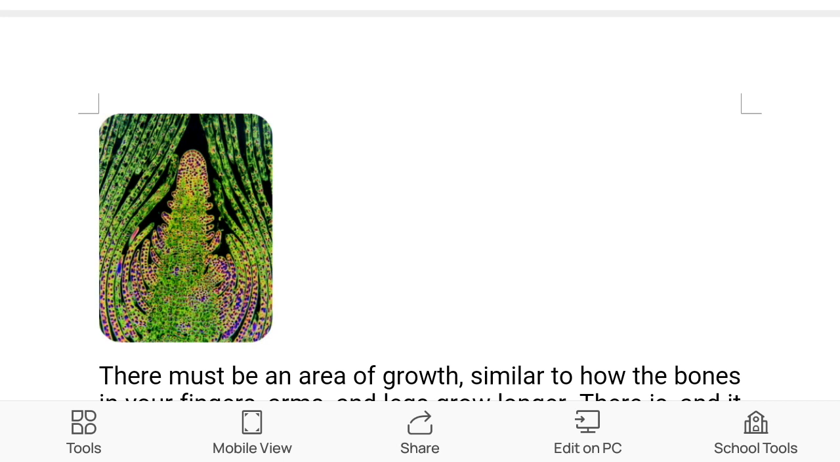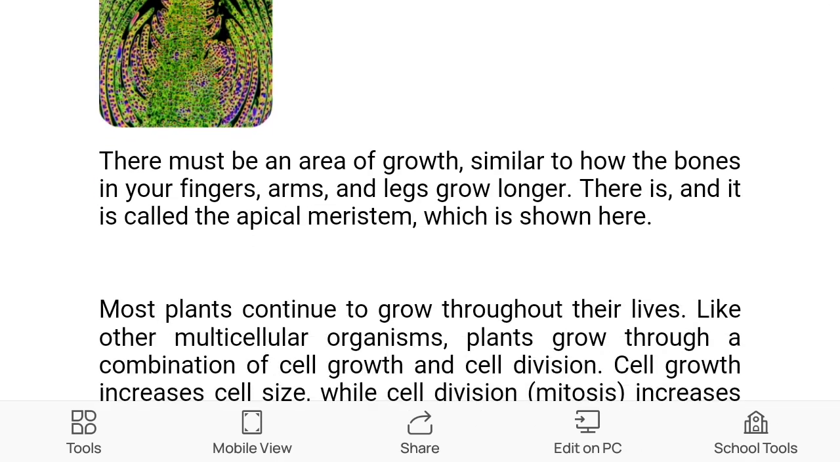Auxin is known as a growth promoter or a plant hormone, which helps the plants to grow in the shoot region and also in the root region. We also have the cytokinin, which is responsible for cell division. So these growth hormones are very, very important.